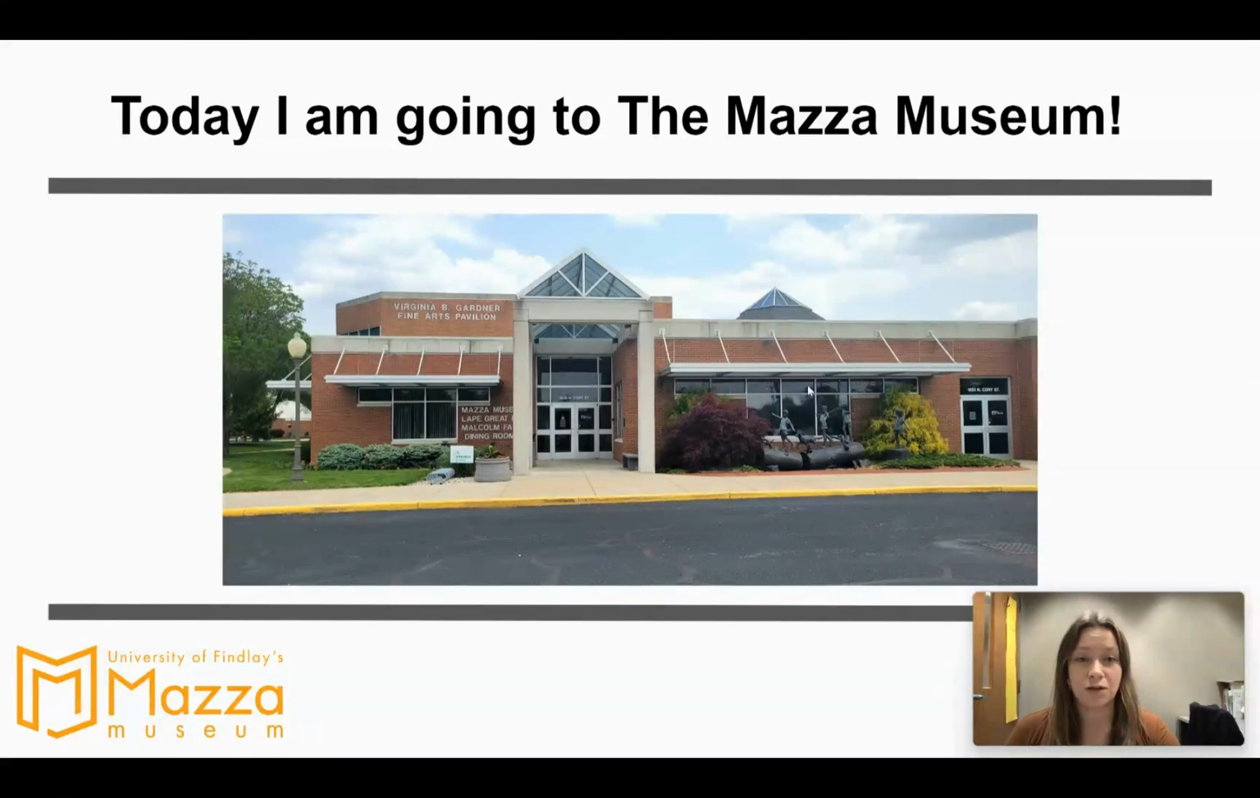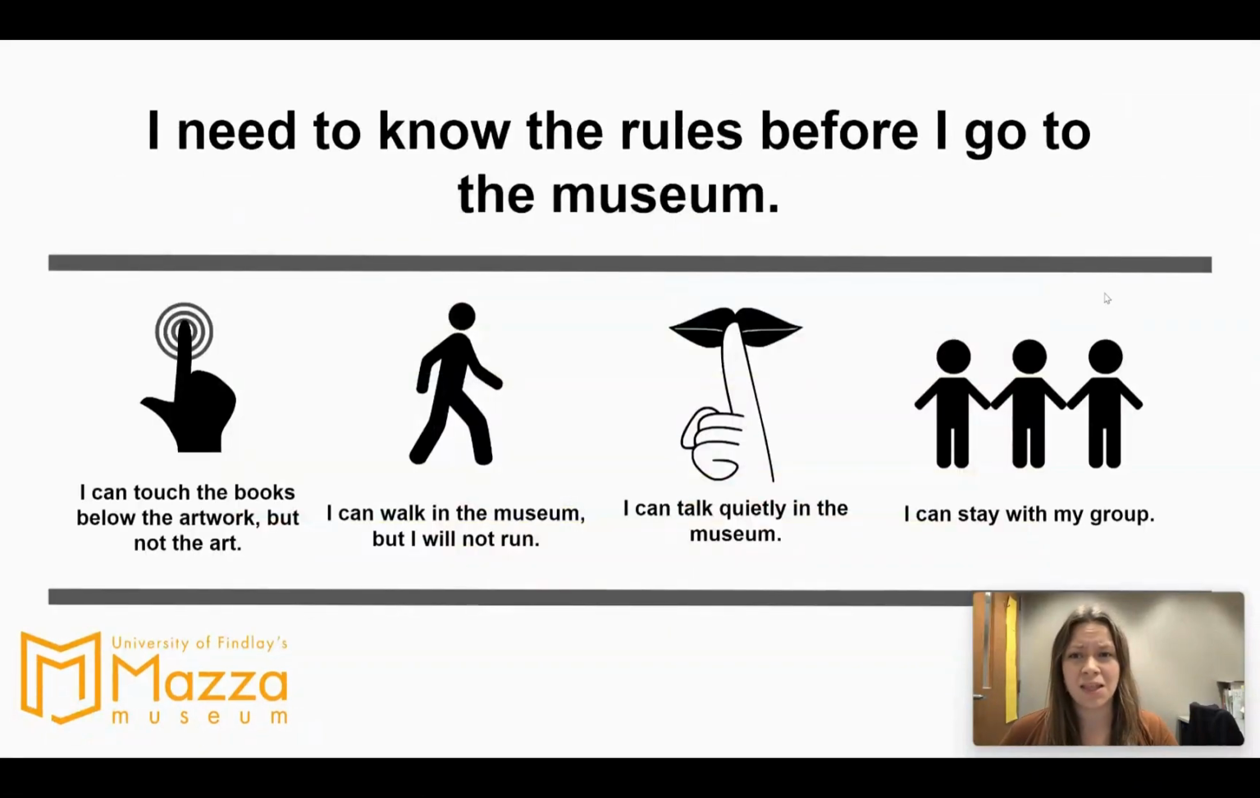Notice here, as we look at our first page, that they use the actual museum as the main piece here. What it's doing is it's just allowing them to see that expectation of this is what the outside of the museum looks like. So today I'm going to the Mazza Museum. I need to know the rules before I go to the museum, so letting them know there are rules. So using icons like these, familiar icons, act as universal symbols to understand what am I going to have to do. So I can touch the books below the artwork, but not the art.